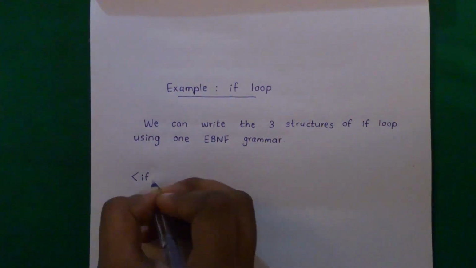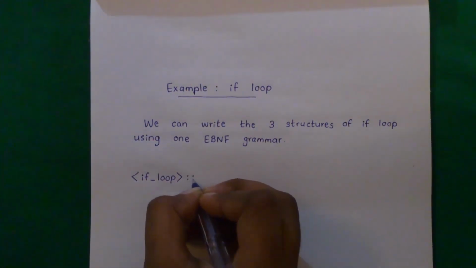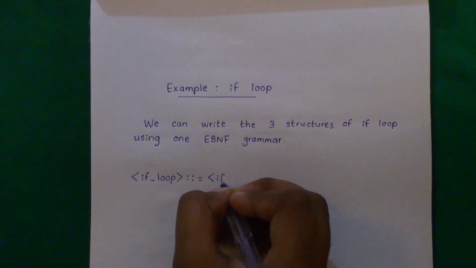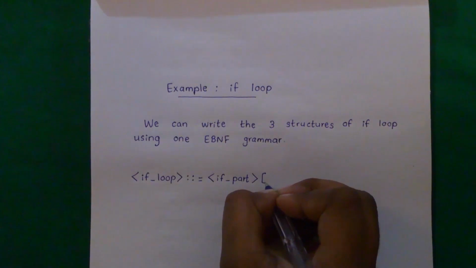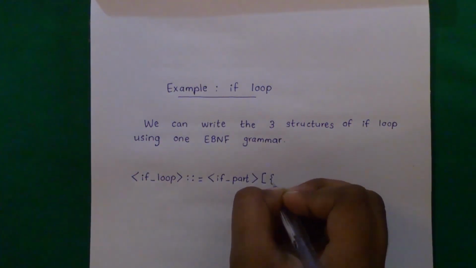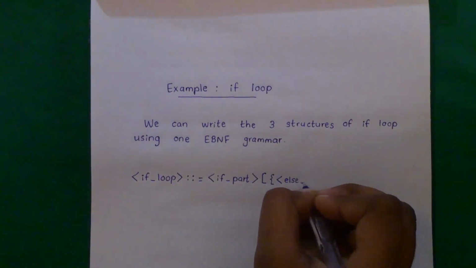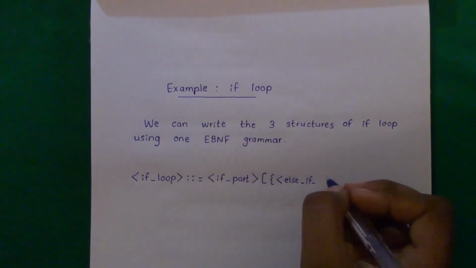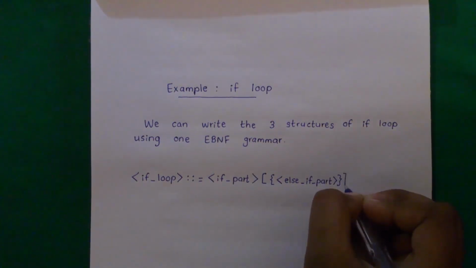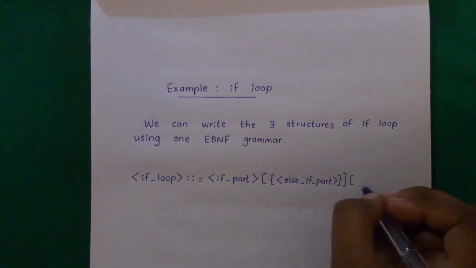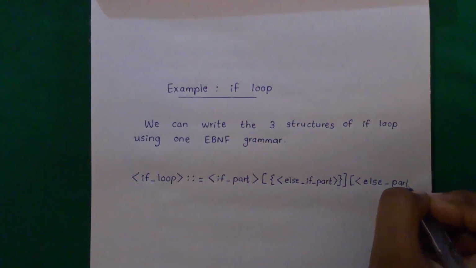On the left hand side, we write if loop as a non-terminal. Then we write if part on the right hand side. Now you know else if part and else parts are optional because if loop can exist only with the if part. So here we write else if part and the else part inside the square bracket. And also it is possible to have multiple else if parts in the if loop. Therefore, we write that inside the curly brackets also. That indicates else if part can be repeated 0 or more times.